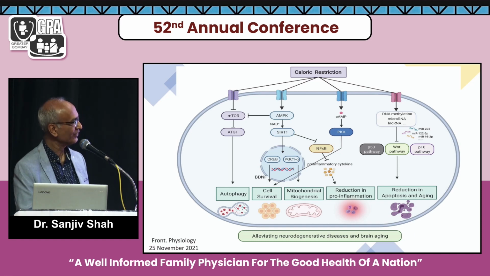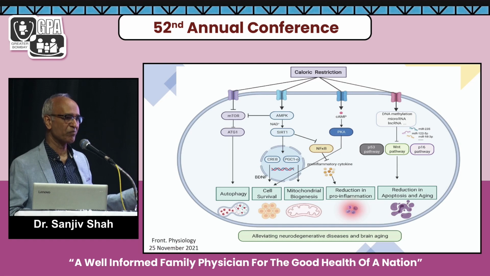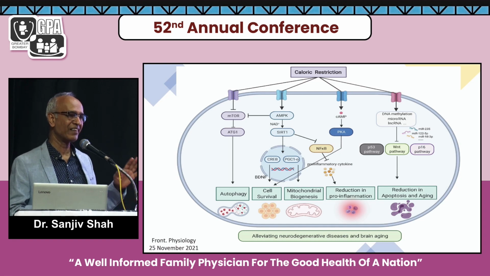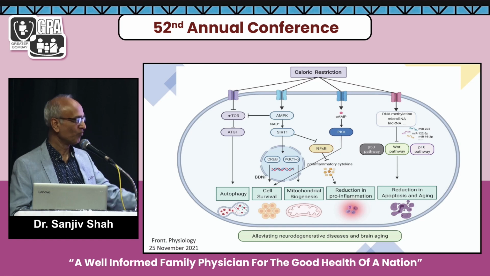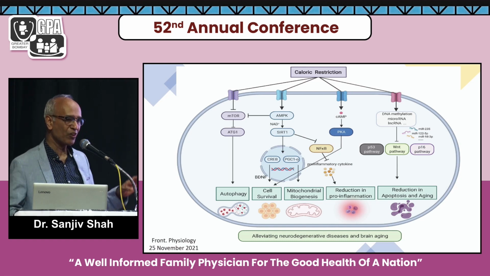So last 2 minutes. Yeah, so we'll finish in 2 minutes. Reduction in apoptosis and aging. This is a method of cancer prevention. Calorie restriction, predominantly carb restriction. 20% less calorie consumption will add 10 years in life. So this would also prevent brain aging and decline.